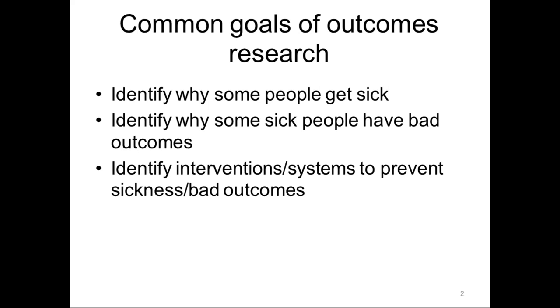So when we think about outcomes research, a lot of what we're trying to do is to identify why some people get sick and others don't, to identify why some people who are sick have bad outcomes and others don't, and to identify interventions and systems that prevent people from getting sick or from having bad outcomes once they have become sick.